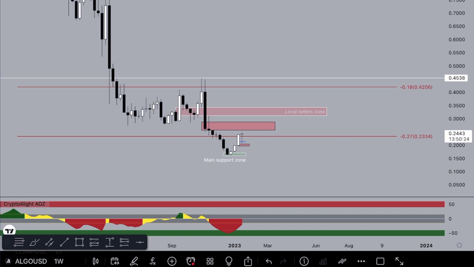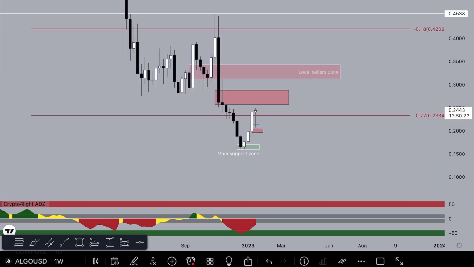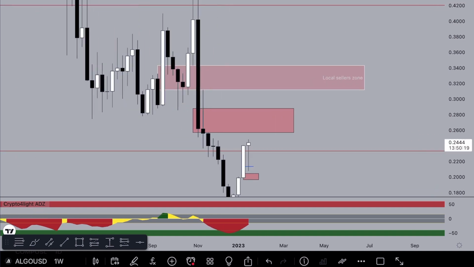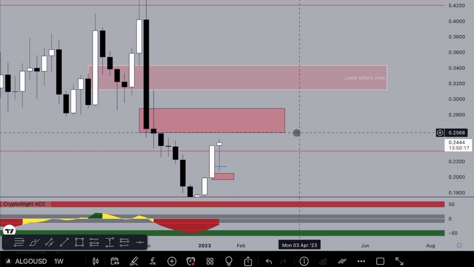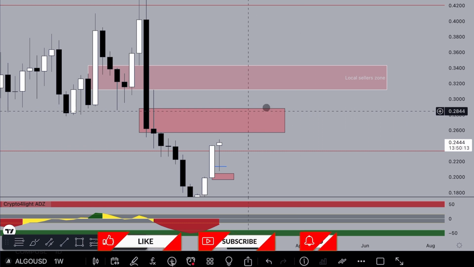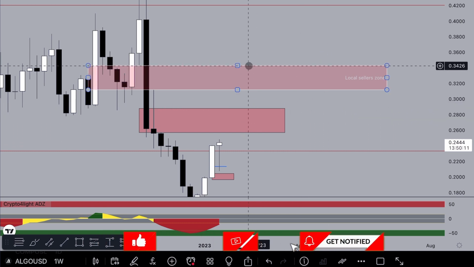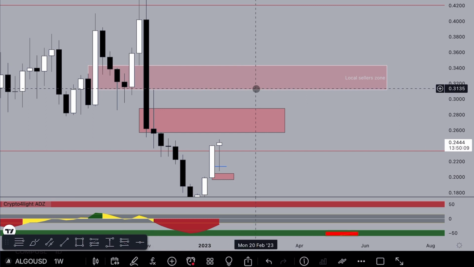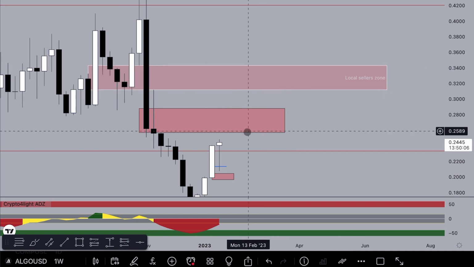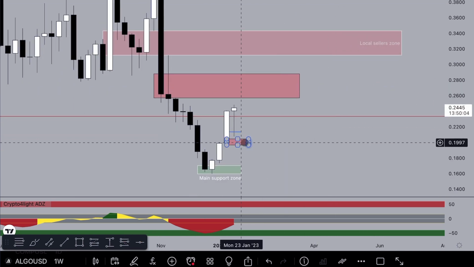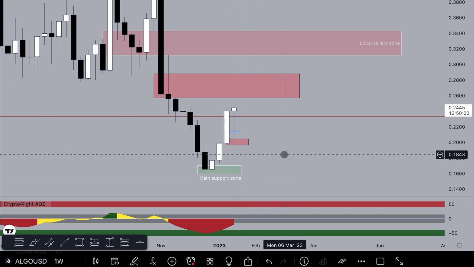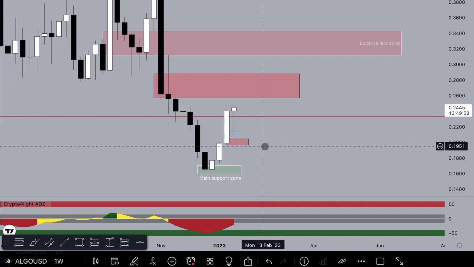So here is a weekly time frame on Algo, and I marked two local zones. Here is the first one between 25 and 28, around 29, and the next one is 34 till 31. So these are two main important zones. We didn't retest these zones and didn't retest the main support zone. It's not necessary, but we have to retest it.